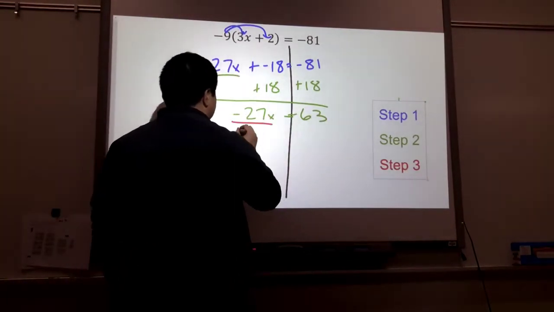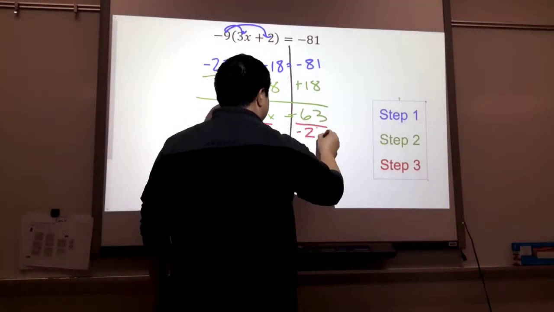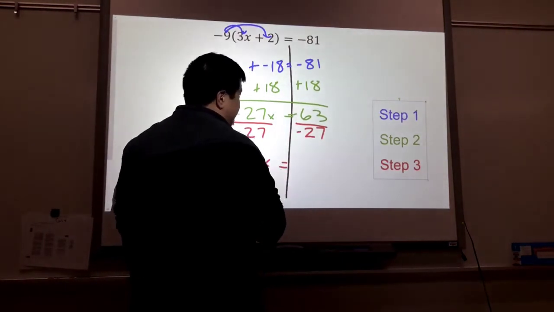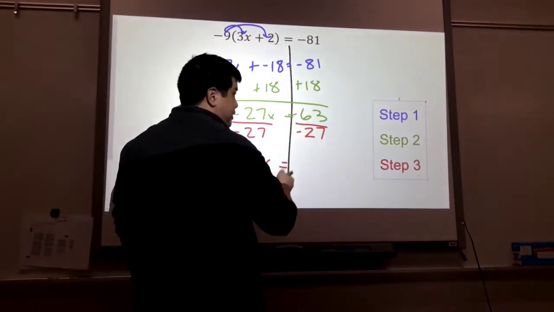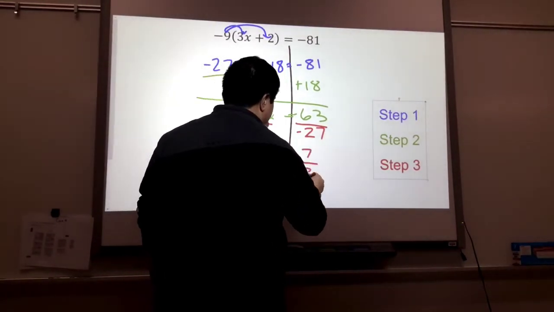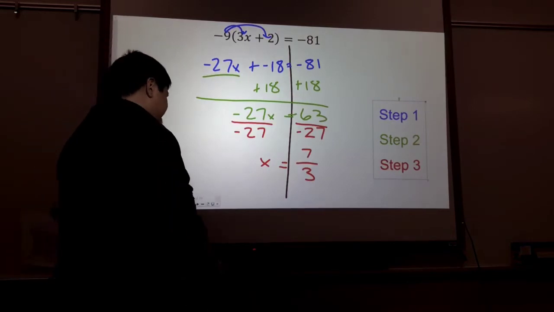We're going to divide both sides by negative 27. Divide both sides by negative 27. X equals, 9 goes into both of them. We're going to have the negative divided by negative, which is a positive, which is 7 thirds. Our answer is going to be x equals 7 thirds.